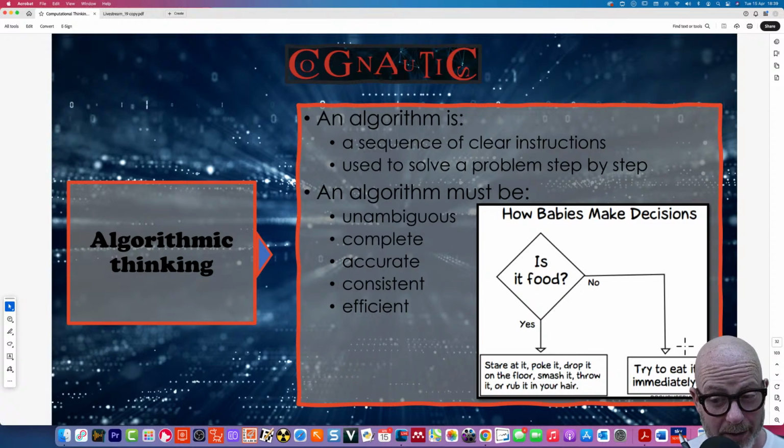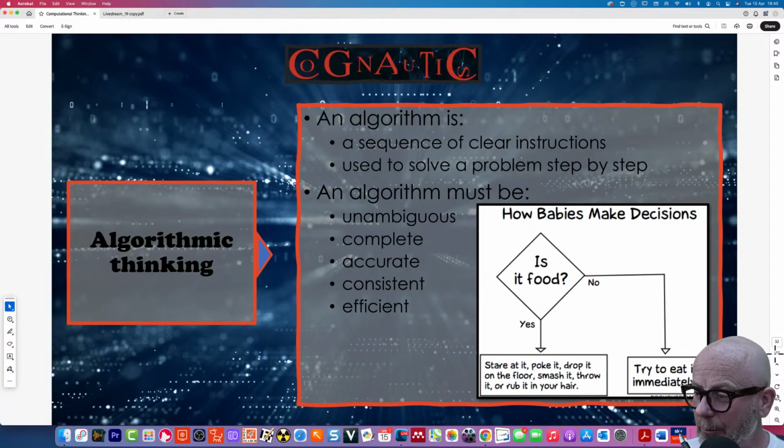For this to work, the algorithm has to be unambiguous. In other words, it has to be clear. There can be no ambiguity. There can be no confusion about it. It needs to be absolutely simple and plainly clear. It also needs to be complete. There has to be a start, a middle, and an end, and it has to work. In other words, it has to be accurate. And it needs to be consistent, so it's got to give you the same results every time that you run it. Something that gives you results 9 times out of 10 is not going to be a consistent program for you. And it also has to be efficient. And in this case, we're thinking about an efficient use of memory.